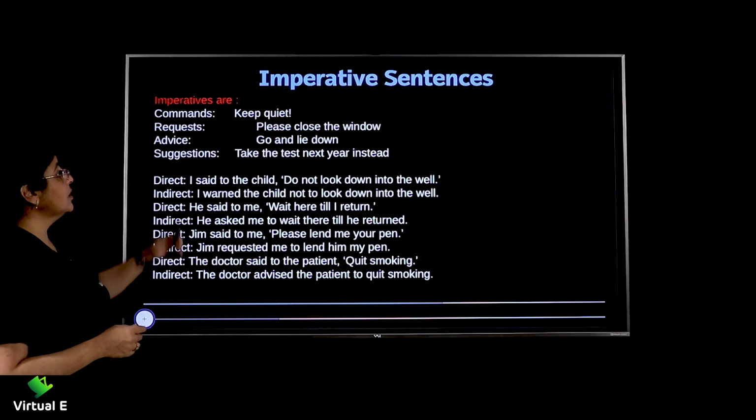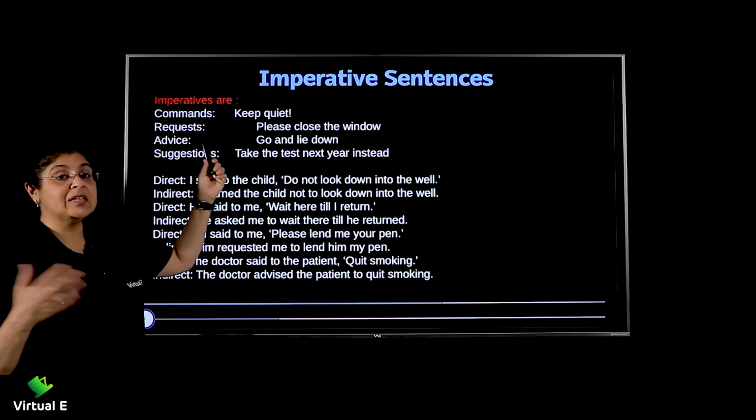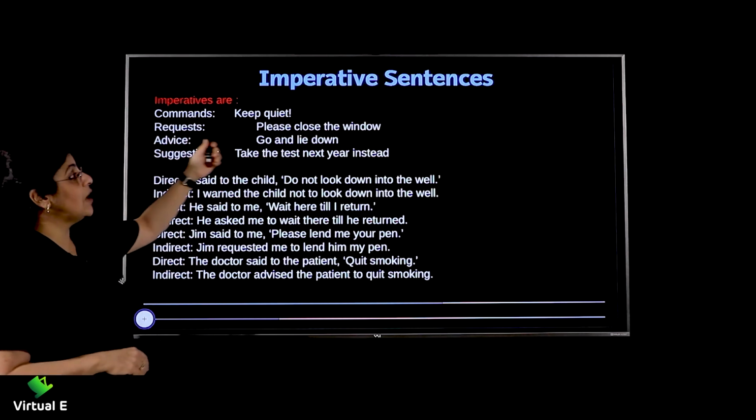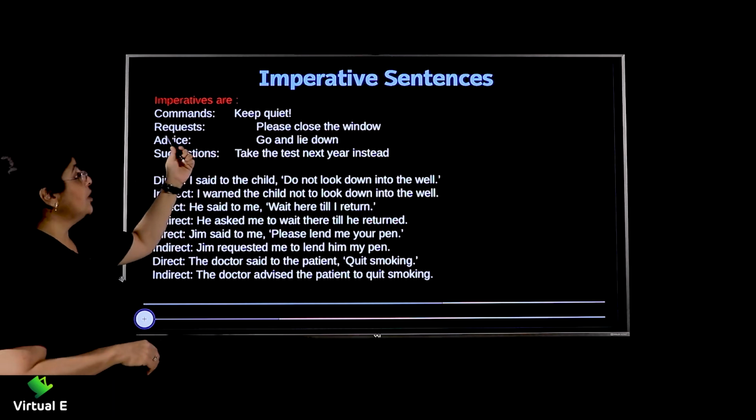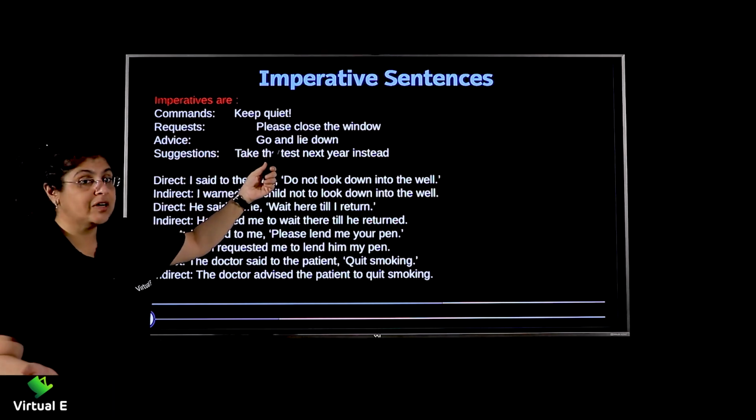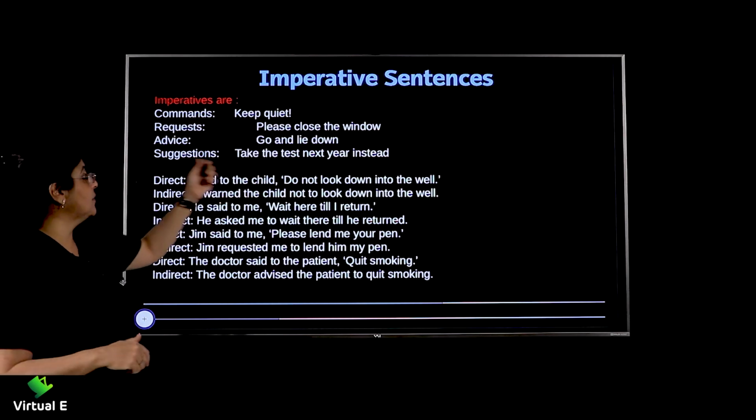Okay, here you go. There are so many more. Now, what are the different types of imperative sentences? You have "keep quiet," which is a command. You have a request: "please close the window." You're saying please, that means you're requesting.